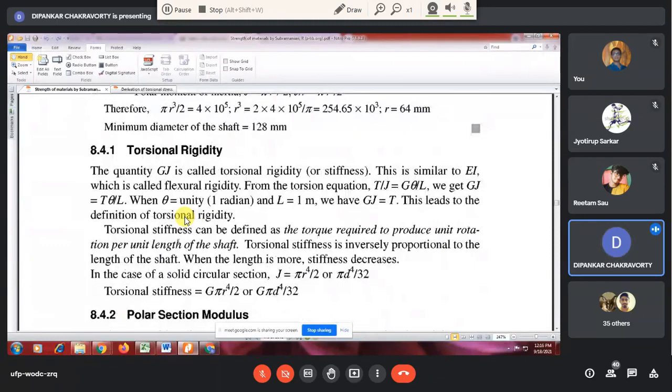Torsional rigidity. You know what is stiffness? Stiffness is P by delta, no? P by delta equal to K. That is stiffness. You go back to your Higher Secondary days. What is stiffness? You have not done class 12? You tell me what is stiffness of spring. Was it P by delta?